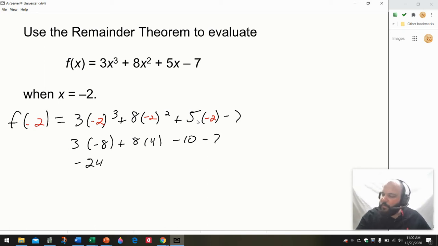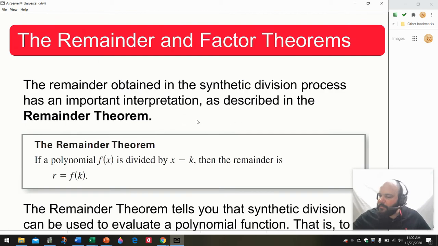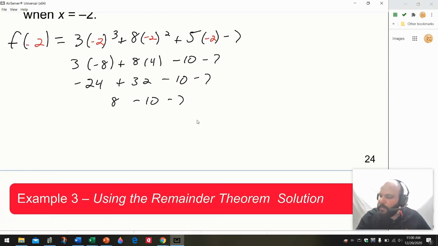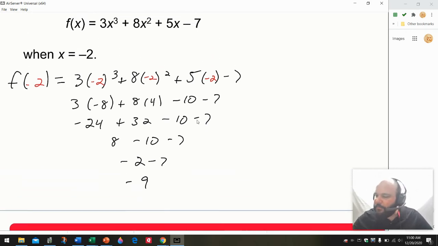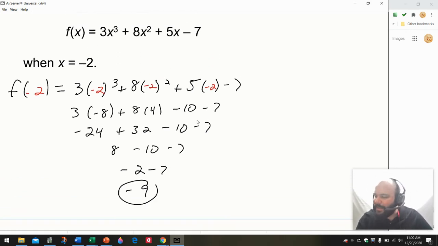This would be -24. And then this would become 32 minus 10 minus 7. So -24 plus 32 is going to be 8. And then 8 minus 10, whoops, is -2. So that becomes -9. So there's a good amount of work there to put that -2 in and then follow PEMDAS. Hope that you do PEMDAS in the correct order, and then you finally get your answer. So when I plug -2 into that function, I get -9 out.